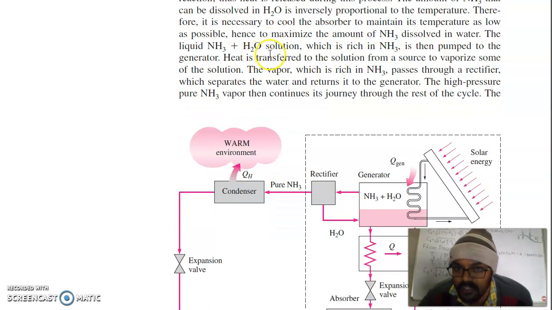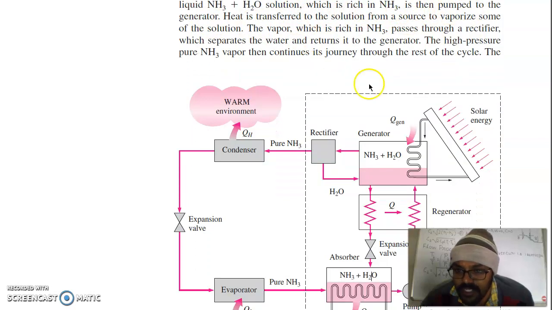The liquid ammonia-H2O solution, which is rich in ammonia, is then pumped to the generator. This is the rich solution here, and it will go to the generator. Heat is transferred to the solution from a source to vaporize some of this solution.